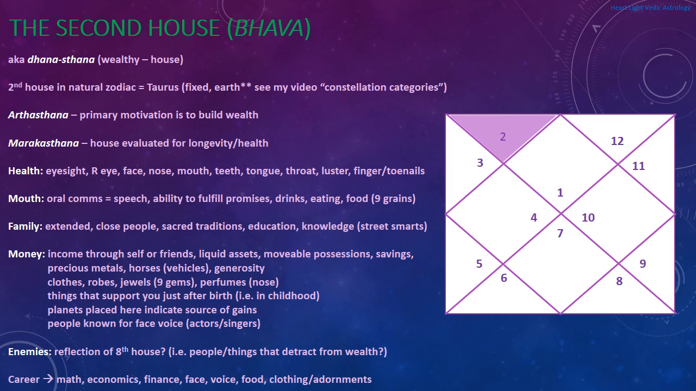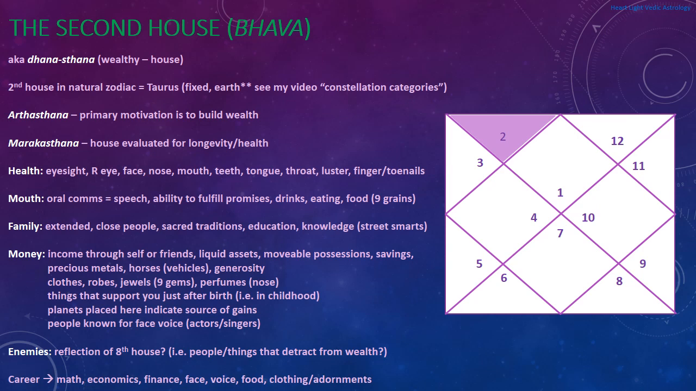And also perfumes are related to the nose. And perfumes are a luxury item as well as jewels, right? So these aren't subsistence level typically items for people. And also this house is related to things that support you just after birth, so in childhood. So again, this kind of is a bridge to family and money, in terms of what sort of things supported you when you were more vulnerable and not able to go get a job, although some children go get jobs fairly young.